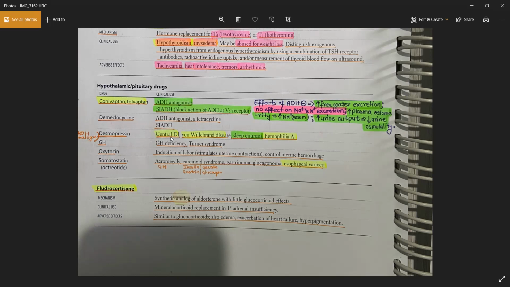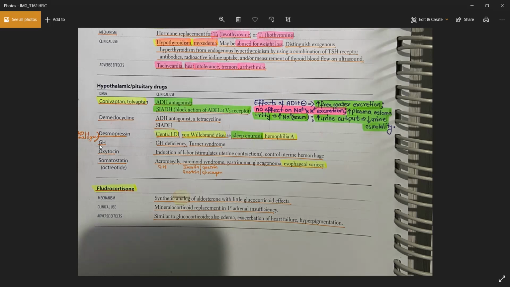Okay, it is useful for central diabetes insipidus, and because you know that ADH also increases von Willebrand secretion, which carries factor 8, these drugs are also useful for von Willebrand disease as well as hemophilia A. Because they promote water reabsorption in the tubules, it can be useful for the treatment of sleep enuresis.